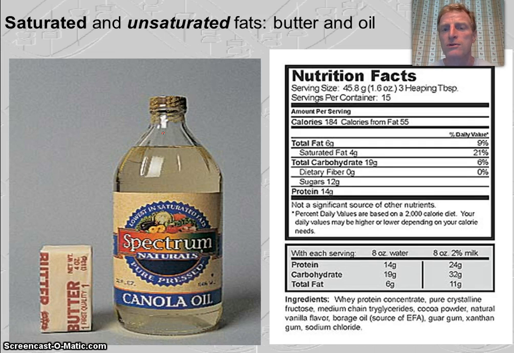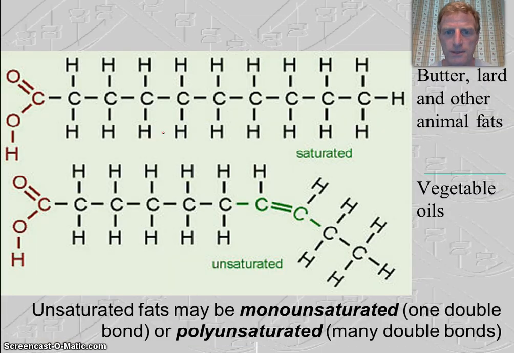And when you look at food labels, we actually list the total amount of fat and the amount of saturated fat. And if it's not saturated fat, it's hopefully unsaturated fat, although there's a third type of fat called a trans fat, which we'll talk about in a little bit.